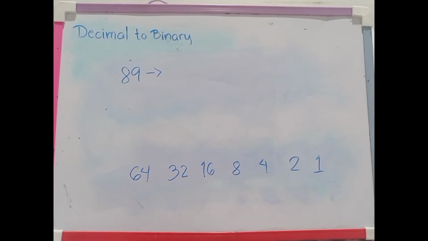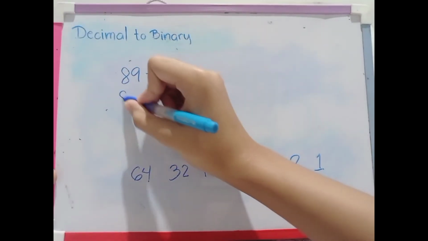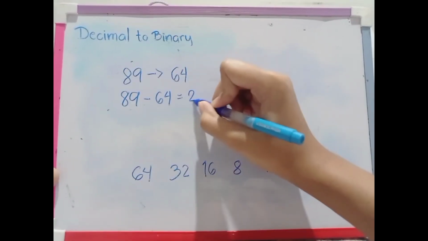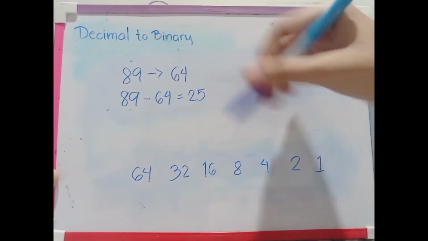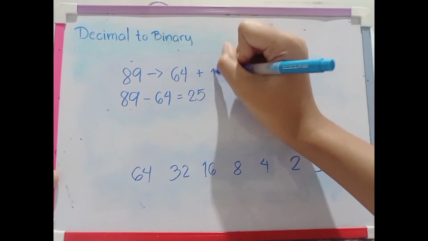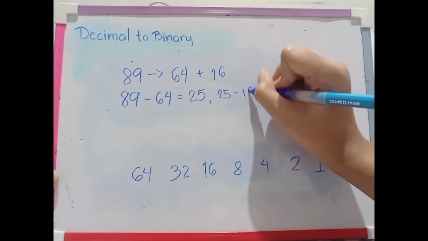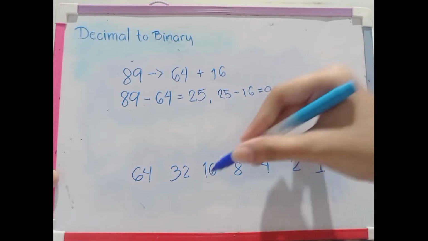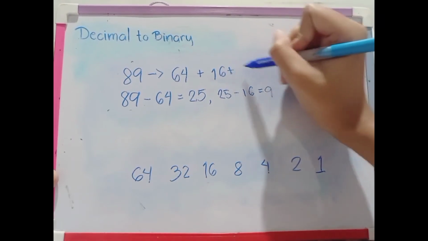After that, we are going to locate the number here that is less than 89. So it will be 64. Then we will subtract 64 from 89, which results in 25. Then again, we will locate the highest number here that is less than 25. So it will be 16. Then again, we will subtract 16 from 25, which gives us 9. And again, we will find a number here that is less than 9, which is 8.